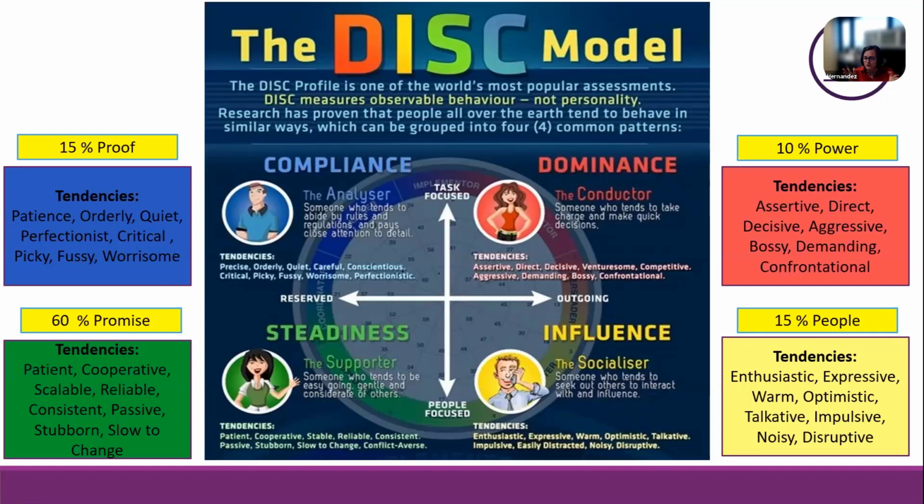The I for influence. They're a socializer. I can be in a room with 100 people that I don't know and I'm just fine. I'll mingle and chat everybody up, and I love it. So that's about 15% of the population that has taken the DISC test. Now, enthusiastic, expressive, warm, optimistic, talkative, impulsive, noisy, disruptive. I don't think I'm necessarily noisy or disruptive, but at times. Some of these things 100% apply to somebody, and there might be something that doesn't, but you get the idea.